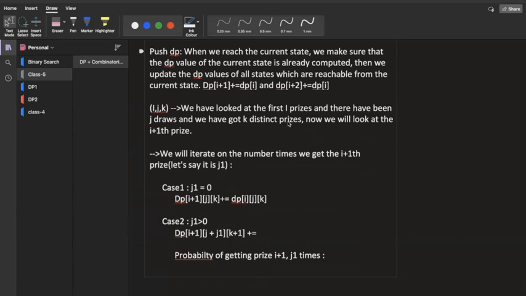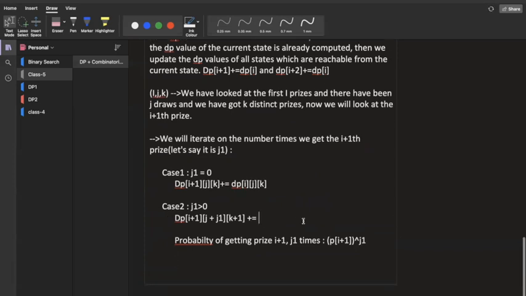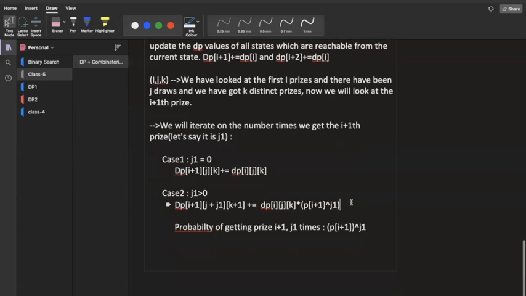So this is easy. Can anybody tell me what it is? Yeah, great. So this is nothing but p of I plus 1 raised to the power j1. Okay. So will it be correct if I write something like this here, dp ijk? So I already have this probability with me, and I multiply it with p of I plus 1 raised to the power j1. So this makes sense, right?